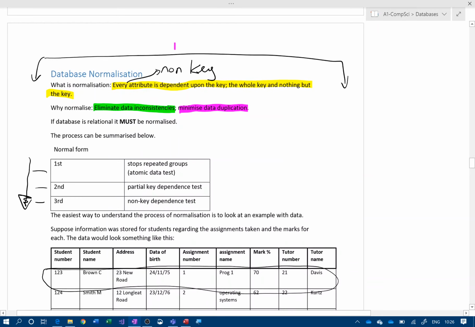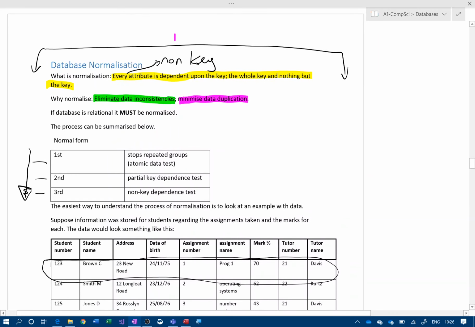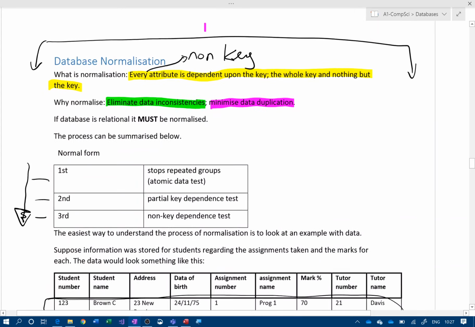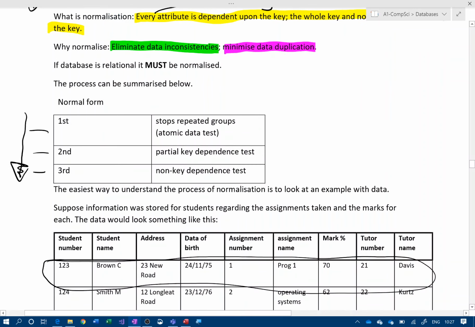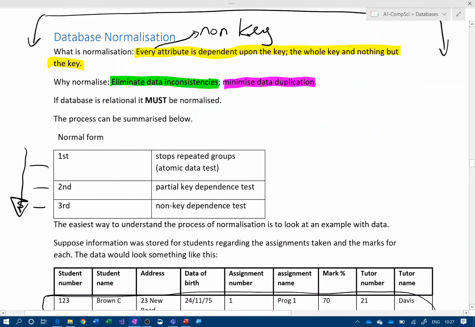Now, what is database normalization? In normalization, every attribute is dependent upon the key, the whole key, and nothing but the key. What does that mean? It means that you have to go through a series of steps in order to get the data normalized. We're only going up to the third normal form, but you could go up to fifth if you really wanted to, but for our exam board, you don't need to worry about that.